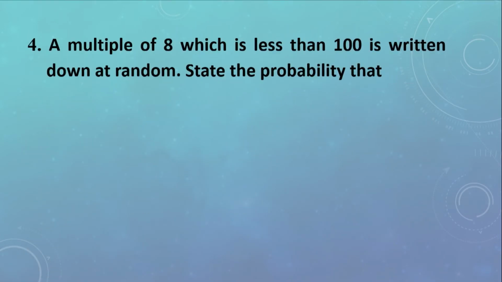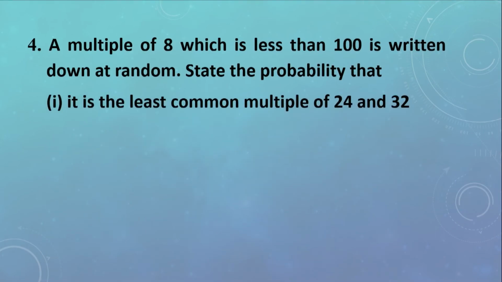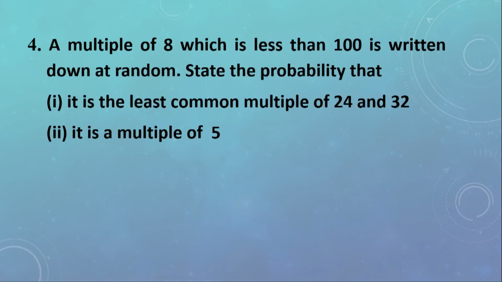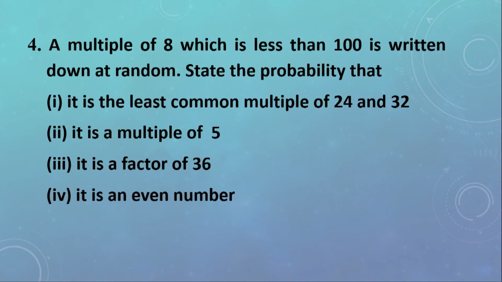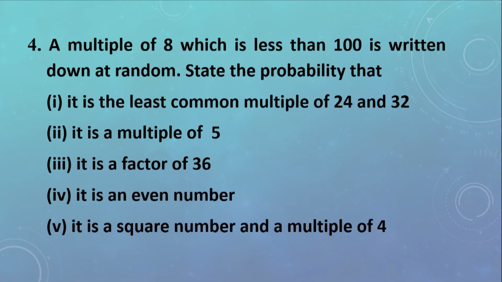Number 4, a multiple of 8 which is less than 100 is written down at random. State the probability that it is the least common multiple of 24 and 32. Second part, it is a multiple of 5. Third part, it is a factor of 36. Fourth part, it is an even number. Fifth part, it is a square number and a multiple of 4.